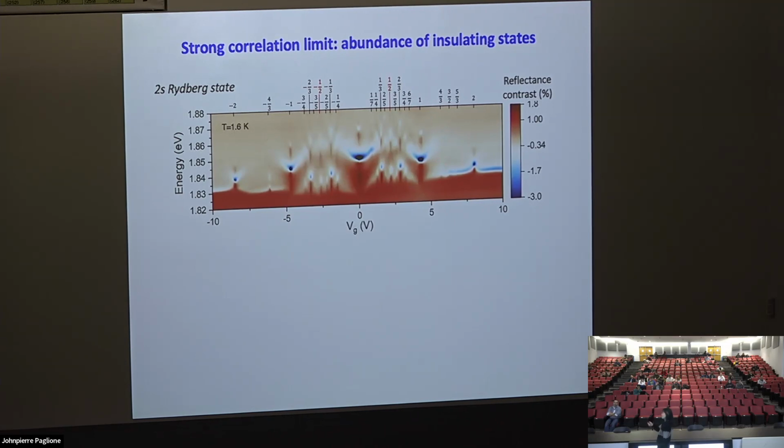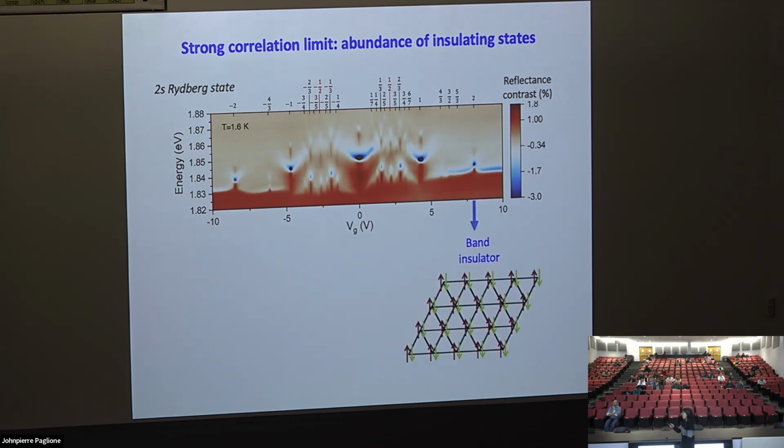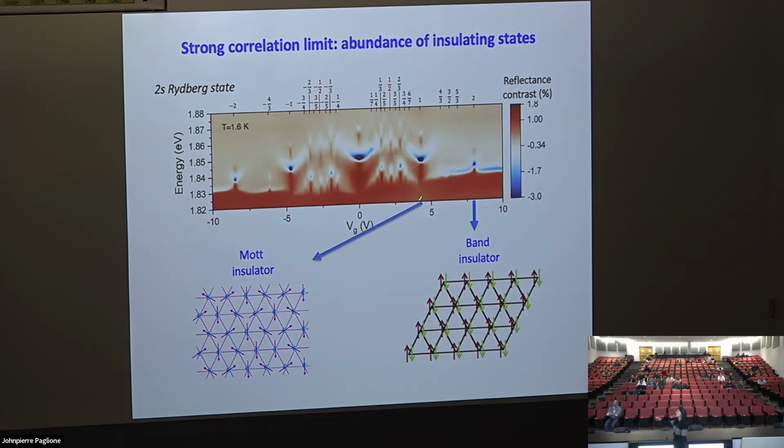So what are those? I converted the gate voltage to filling factor. This is for electron, this is for hole. So we see this peak at the filling equal to 2. That means 2 particles per moiré unit cell. We have a band insulator. And this is something we saw earlier, right? We saw this insulating state at a filling equal to 1 particle per moiré unit cell. This is the half filling, and that is consistent with what we think is a Mott insulating state.